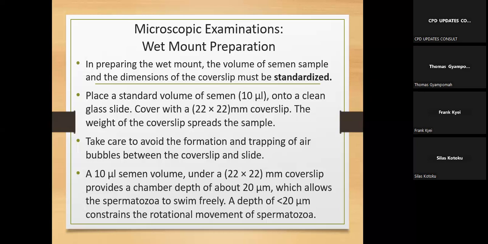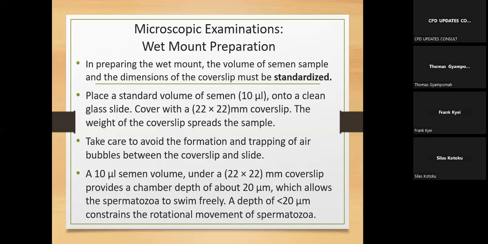You're only going to waste a whole suspension. All I'm saying is that it is the 22 by 22 cover slip that you have to use for your semen wet mount. And the standardization we're talking about here is that if you take 10 microliters, you can calculate the depth that you are going to get.